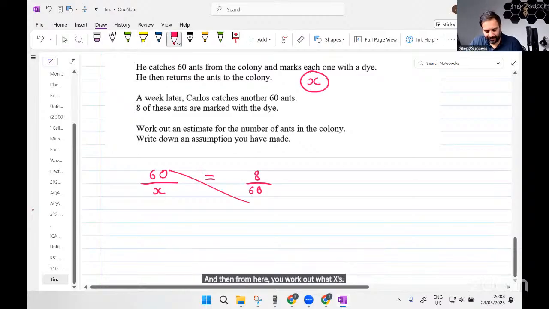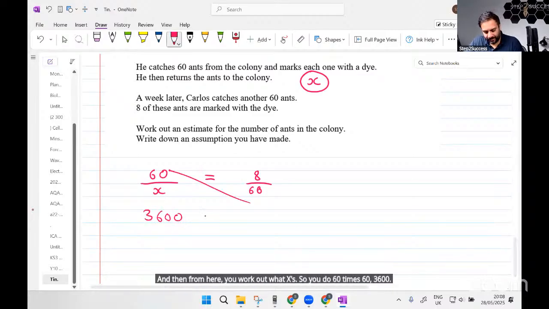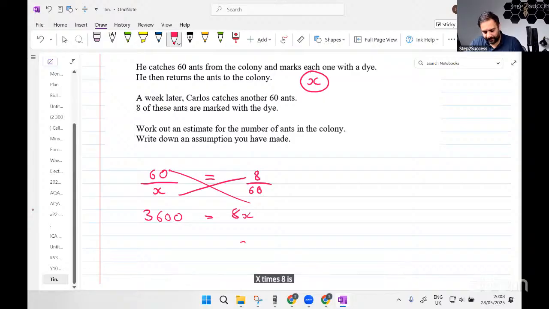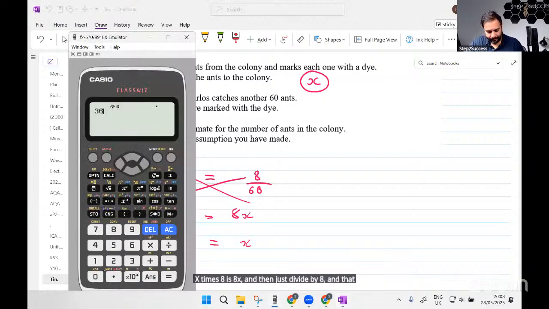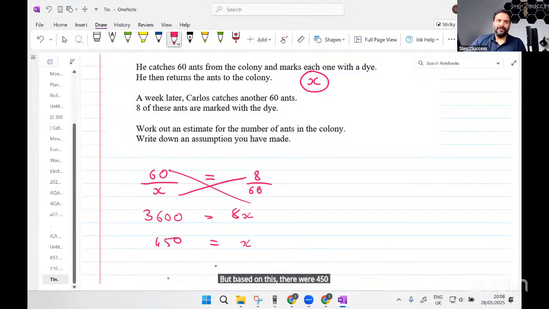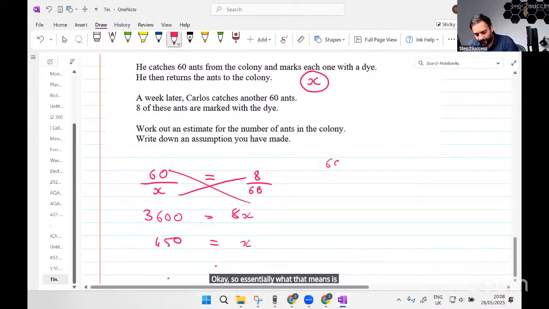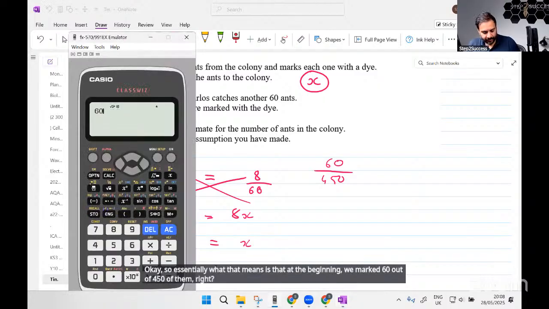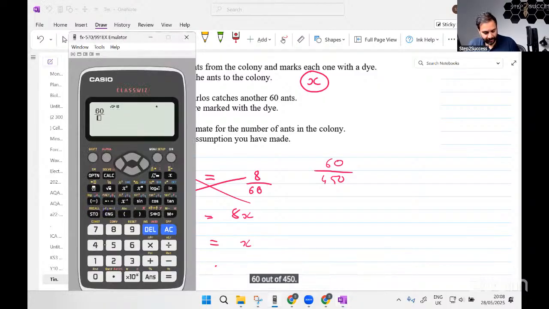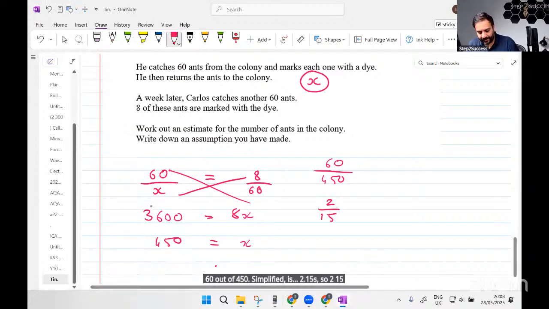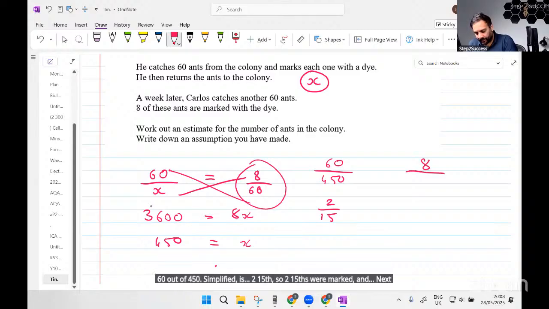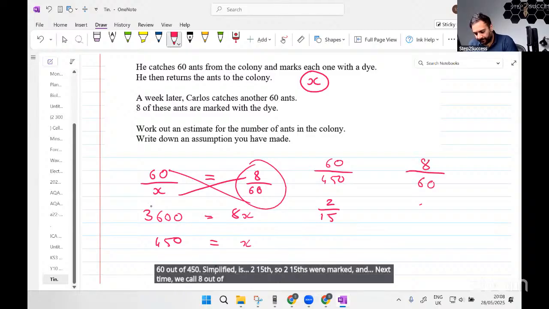So you do 60 times 60, 3,600. x times 8 is 8x, and then just divide by 8. That means that based on this, there were 450 ants in the colony. So essentially, at the beginning, we marked 60 out of 450 of them. 60 out of 450, simplified, is 2/15. So 2/15 were marked, and next time we caught 8 out of 60, which also simplifies to 2 out of 15.